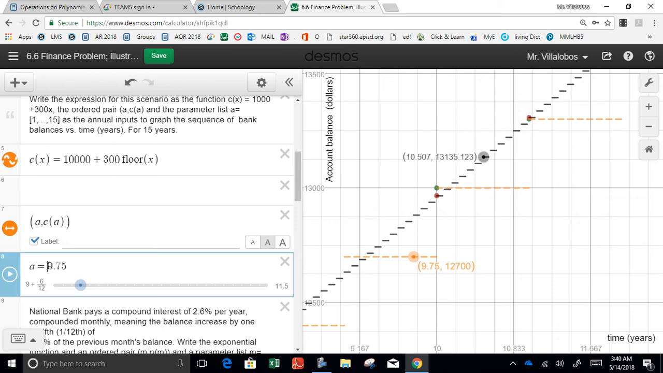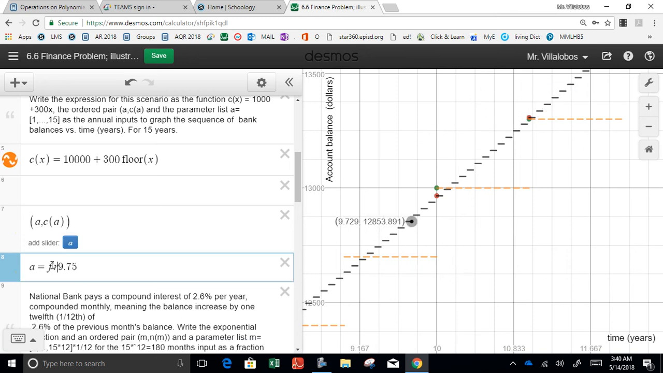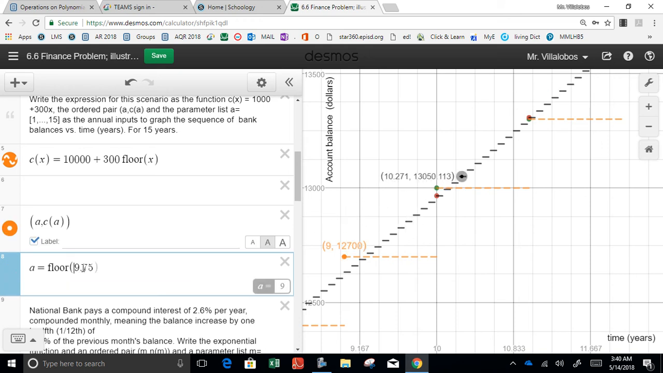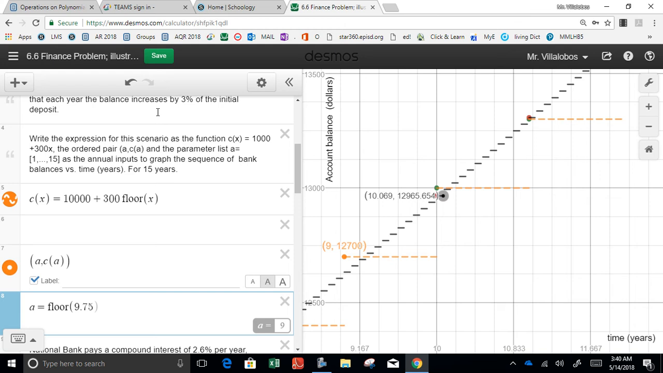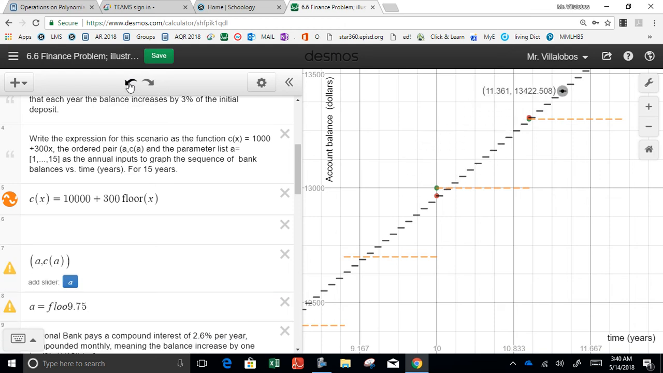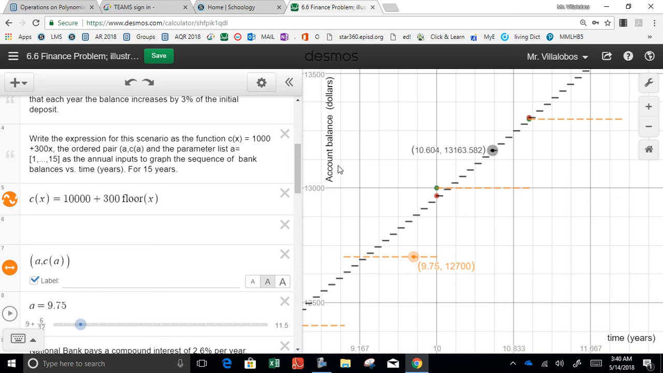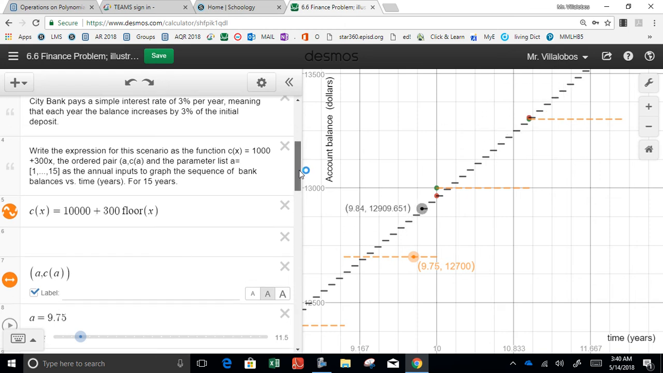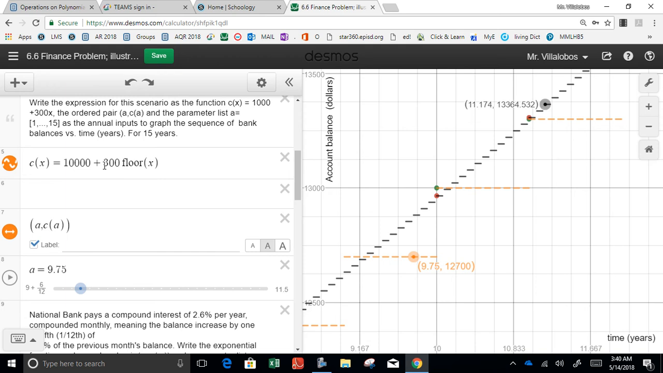Also, I could round this down. I could do that. Would that play the same? Nope. Undo that. Leave that alone. And what you want to do, you want to affect it at the function level, which is what it's doing here. Play that. Between 9.5 years to 11.5 years. So 9, 10, 11.